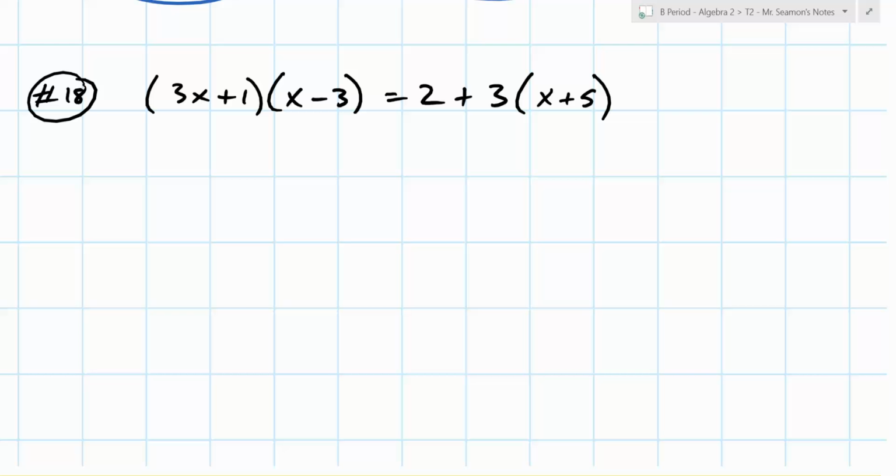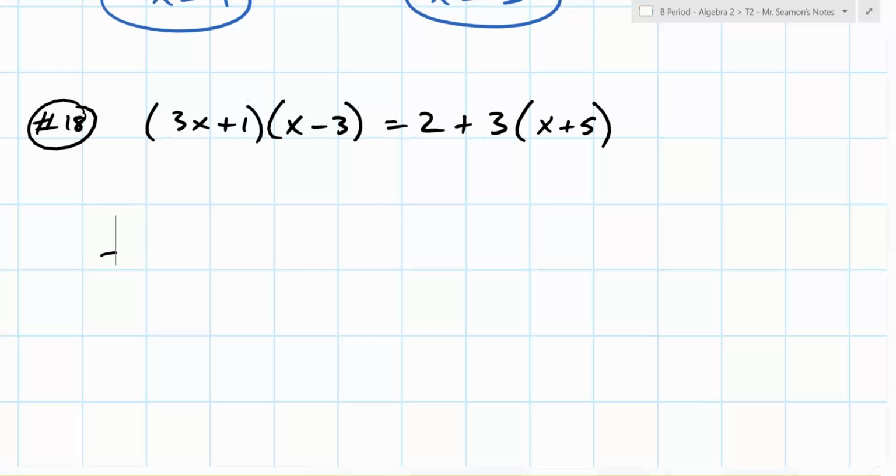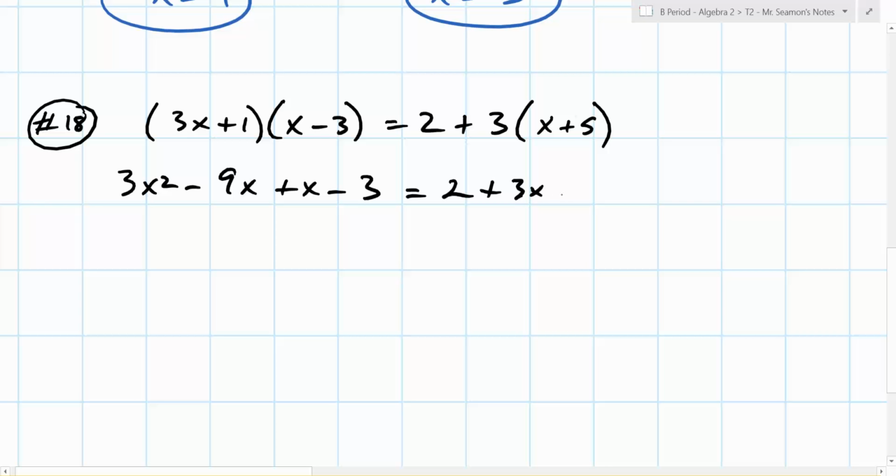Yeah. The only modification I will say is you could multiply it out first if you wanted to. Distribute it. I will allow you to do that. It sometimes makes the subtraction easier. So you could multiply it out and you get 3x squared minus 9x plus x minus 3 is equal to 2 plus 3x plus what? 15.